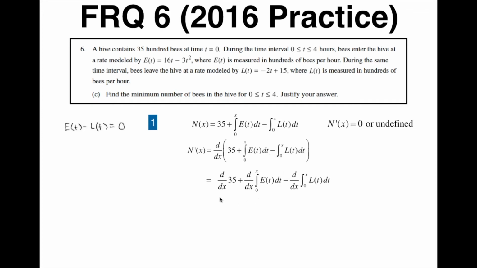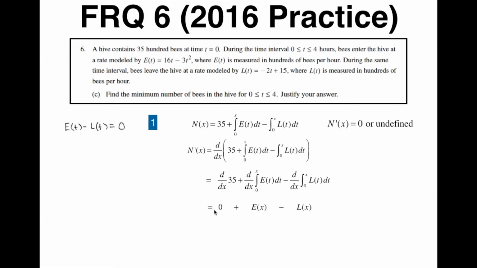So if I write it here, I have the derivative of 35, and that's a constant, so the derivative is 0. Here, the derivative of the integral, I notice that I have a constant at the bottom, x at the top, so it's going to cancel out nicely. Likewise here, derivative of integral, I have a constant at the bottom, I have a variable itself at the top, so it will cancel out nicely.